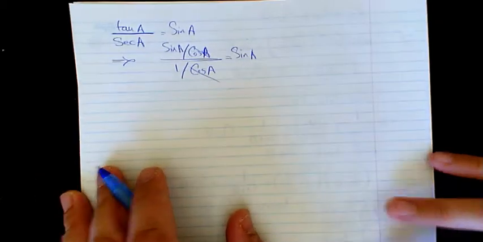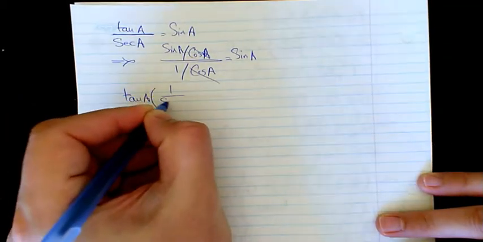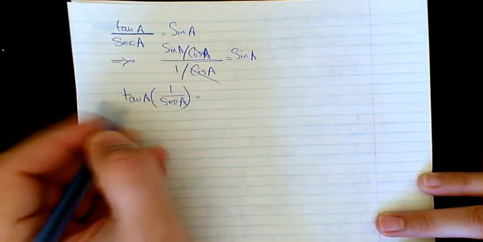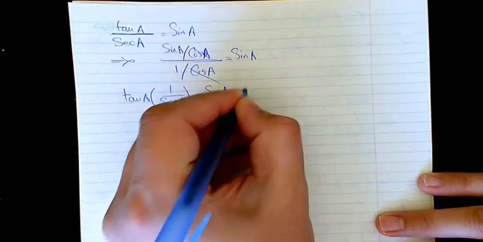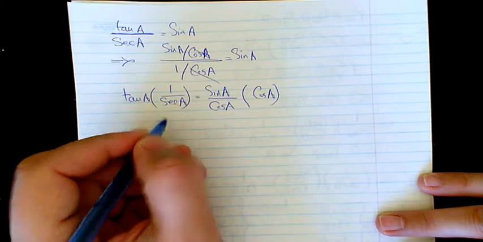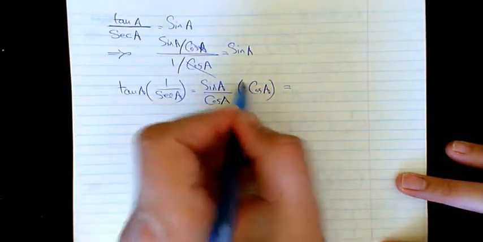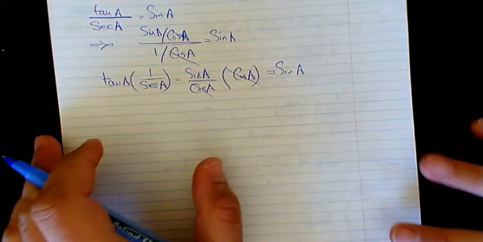Another method to do that, you can write tan A multiplied by 1 over secant A. Tan is sine A divided by cosine A. Inverse of secant is cosine A, because secant itself is the inverse of cosine. So cosine cancel out, it's going to be sine A.